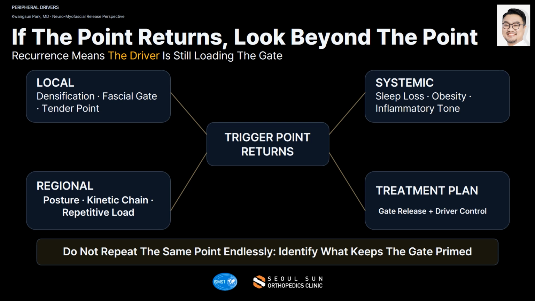Finally, we must remove the drivers. Local drivers include painful gates and fascial densification. Regional drivers include posture, spine, and kinetic chain. Systemic drivers include sleep loss, obesity, insulin resistance, and inflammation. If we ignore them, the same point returns.